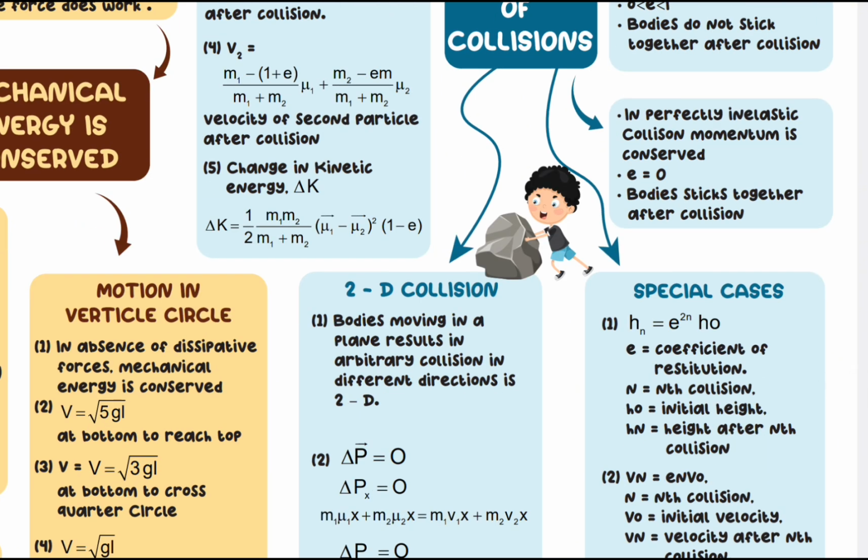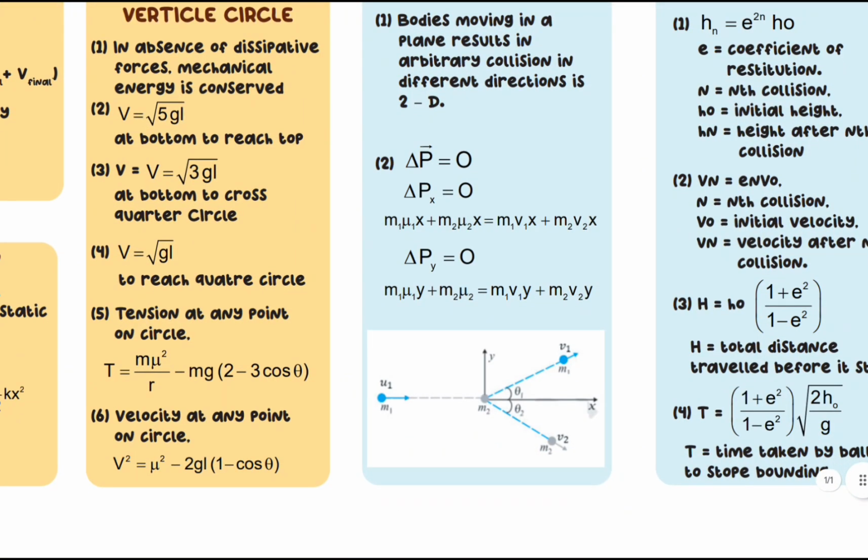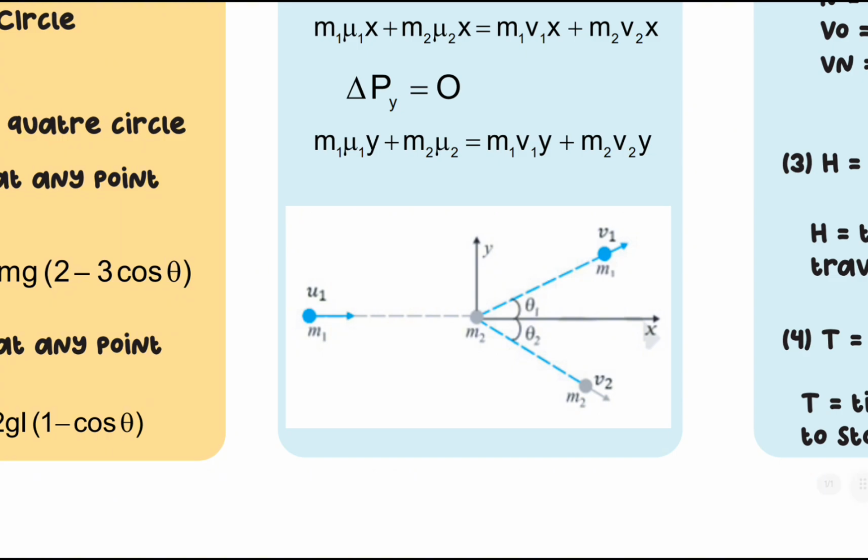Change in kinetic energy delta K is equal to half into m1 m2 by m1 plus m2 into u1 minus u2 whole square into 1 minus e square. 2D collision. Bodies moving in a plane resulting in arbitrary collision in different directions is 2D. Delta P equal to 0, delta Px equal to 0: m1 u1x plus m2 u2x equal to m1 v1x plus m2 v2x. Delta Py equal to 0: m1 u1y plus m2 u2y equal to m1 v1y plus m2 v2y.